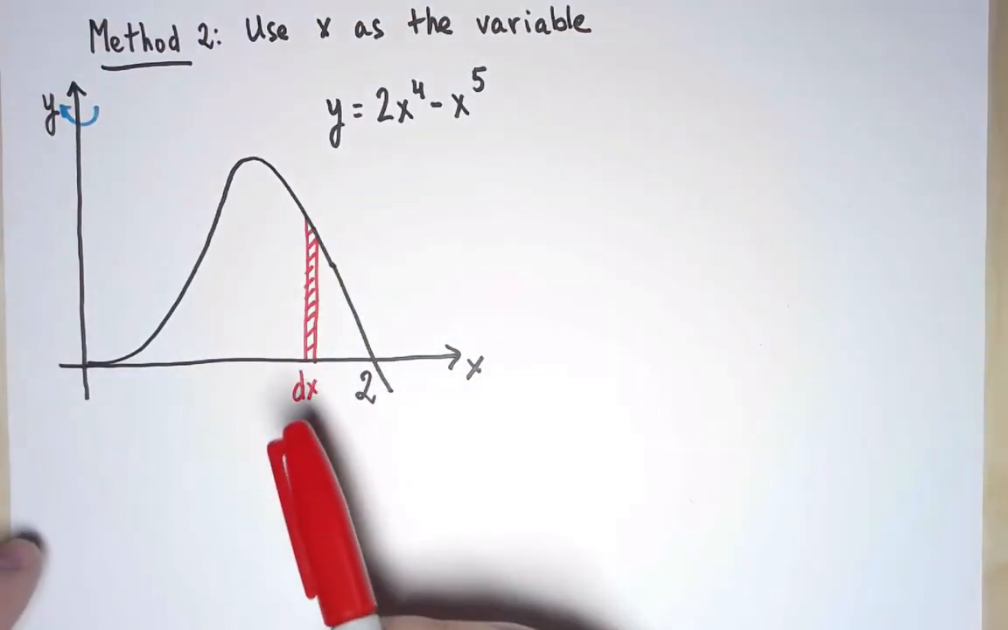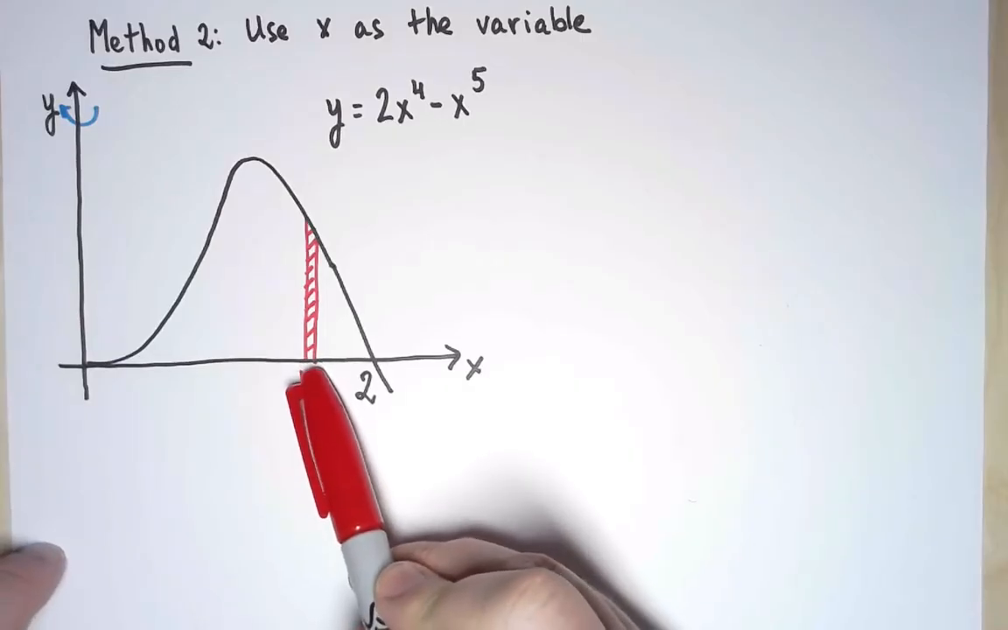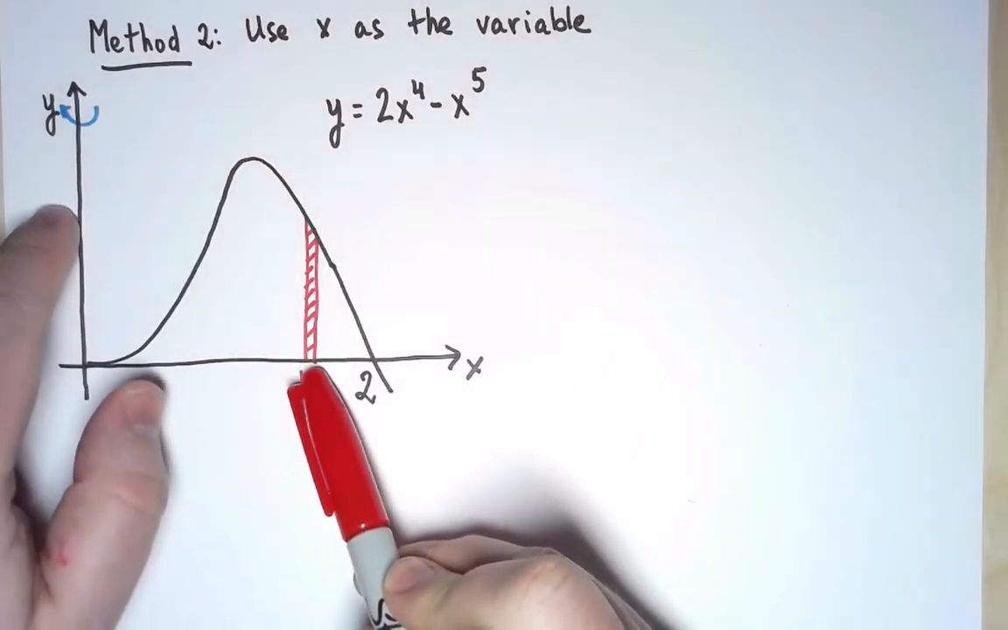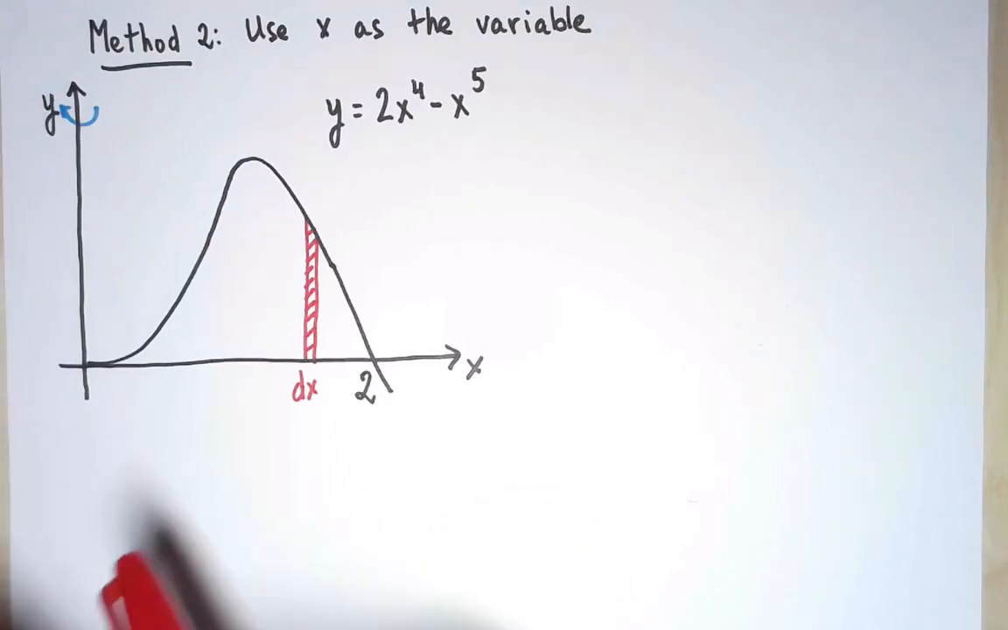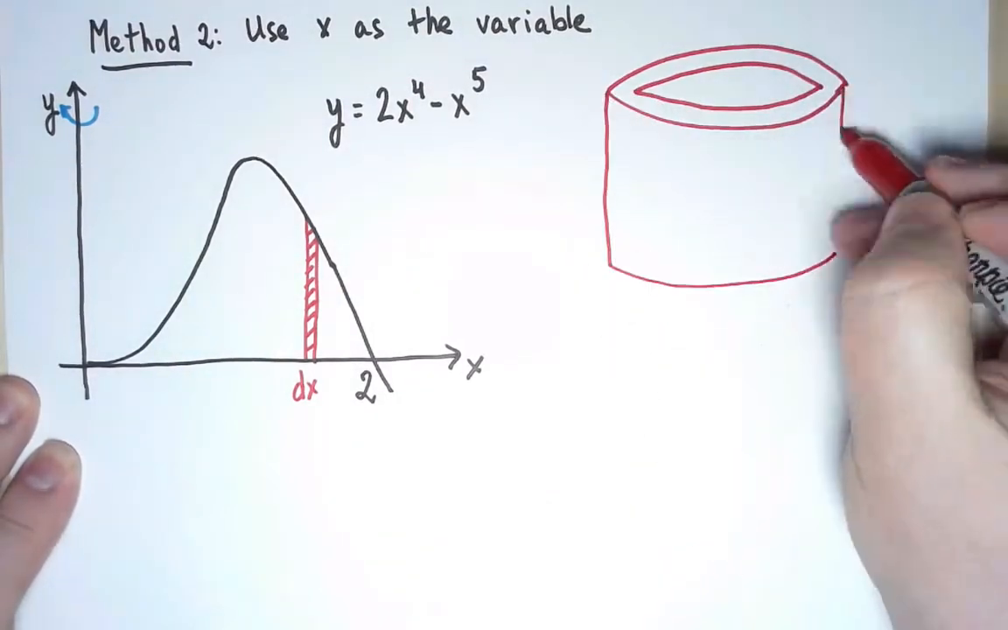I want to see what I get when I rotate this thin stripe around the y-axis, and my full solid of revolution will be the union of those pieces. I get something that looks like this.